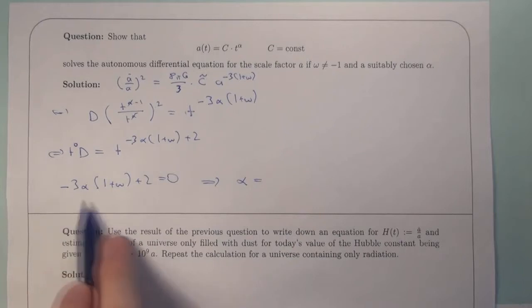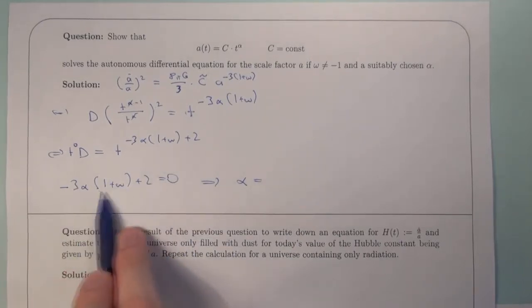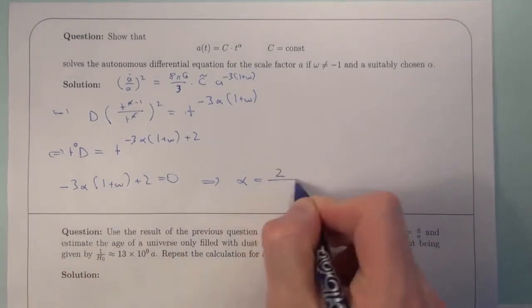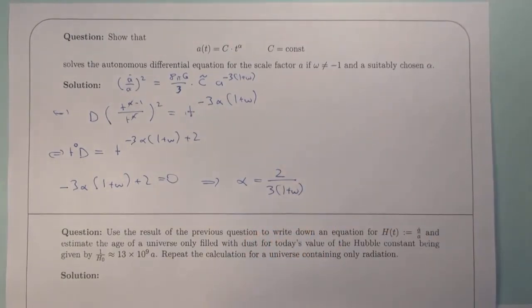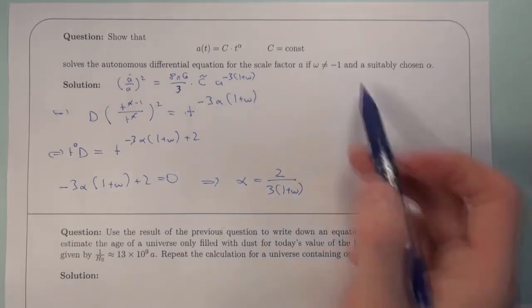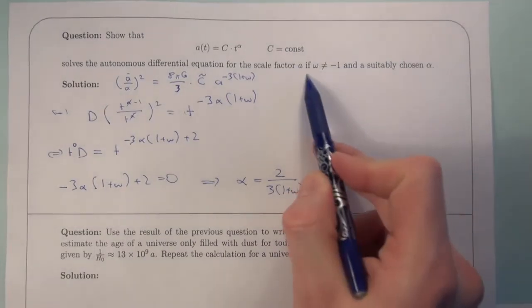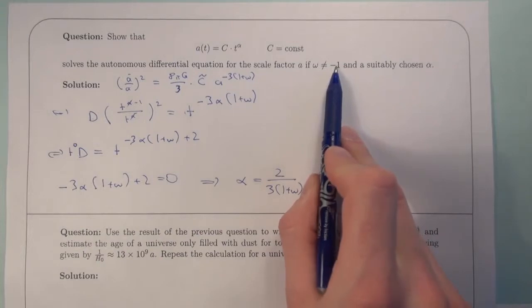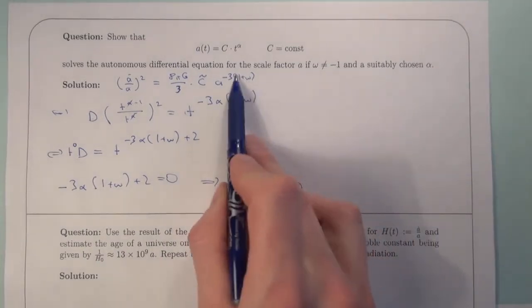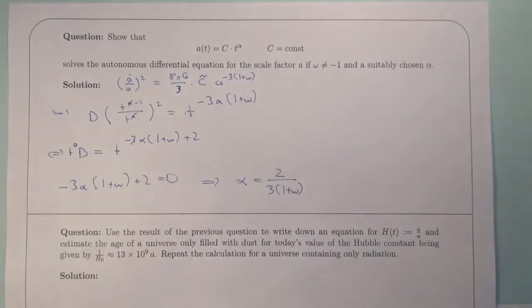We bring this to the other side, divide by 3 and by this. So this is 2 over 3 times 1 plus omega. Okay. And what I forgot to mention is that we just consider omegas not equal to minus 1, because then this would vanish and then this would not be a solution of that one.